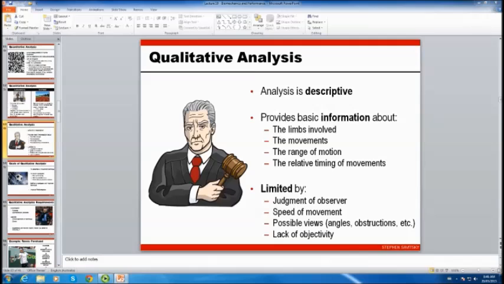Let's look at qualitative. This is the other side of the coin. Qualitative analysis is subjective. You view a skill, a movement, a technique, and you make a judgment call on whether that technique is the best. You might look at a skill and go, I think that's amazing. And the person next to you, who's got exactly the same amount of skill, or the same amount of experience, I should say, in that sport, completely disagrees with you.